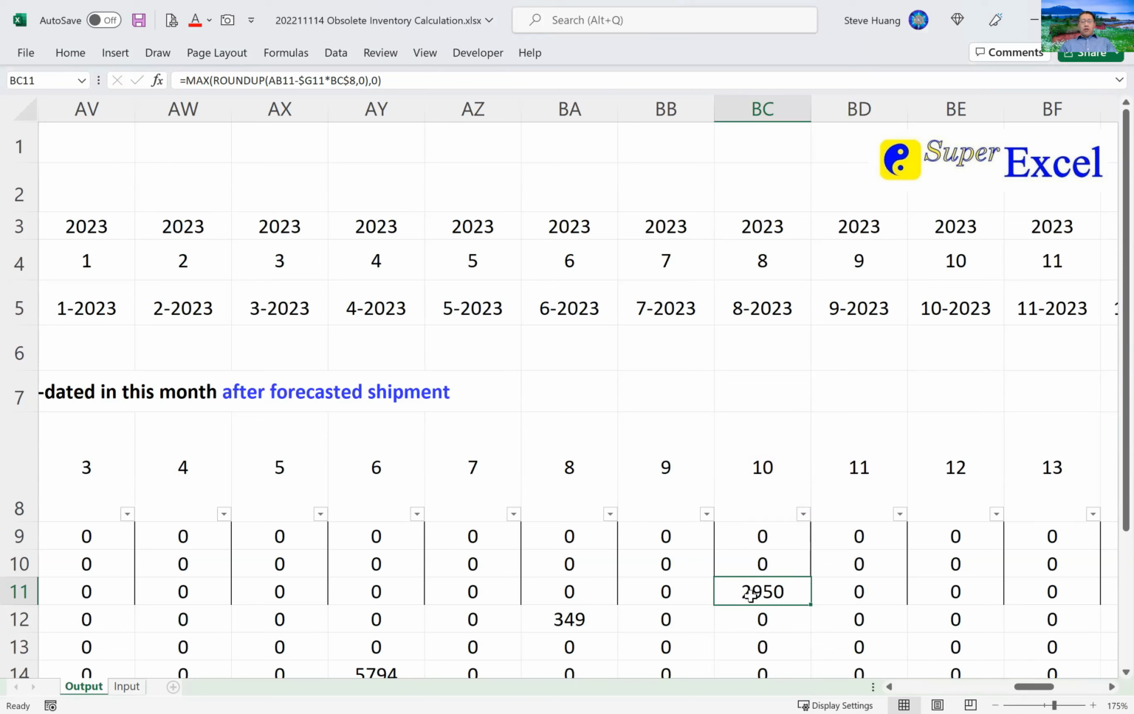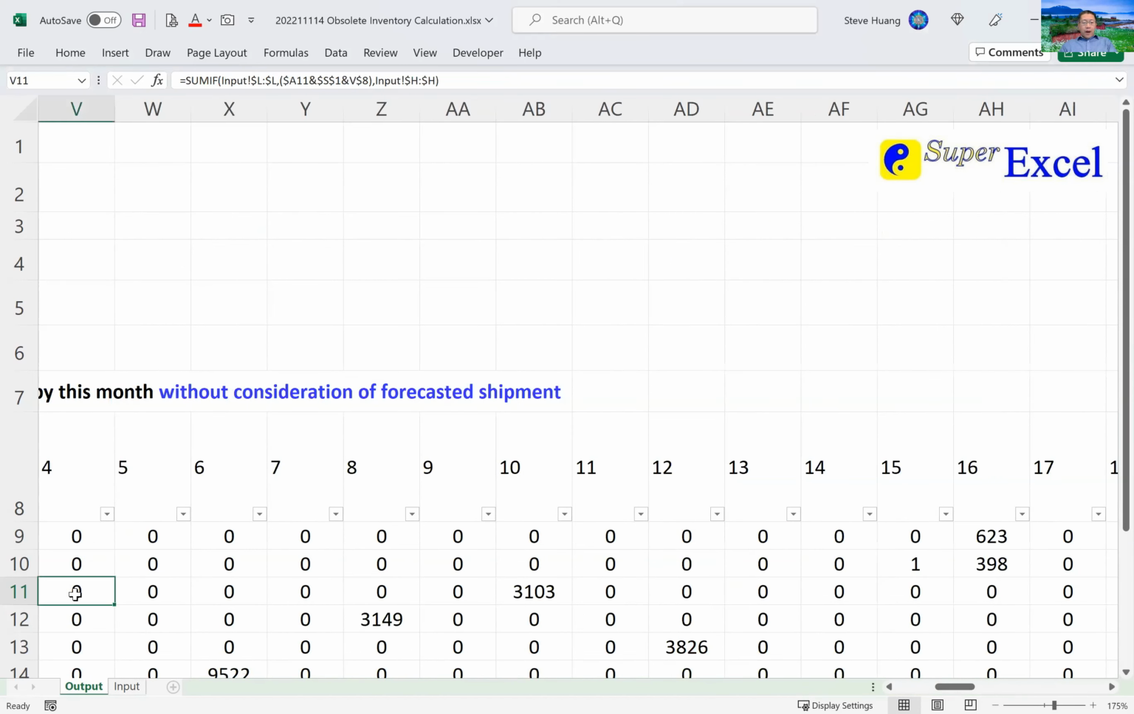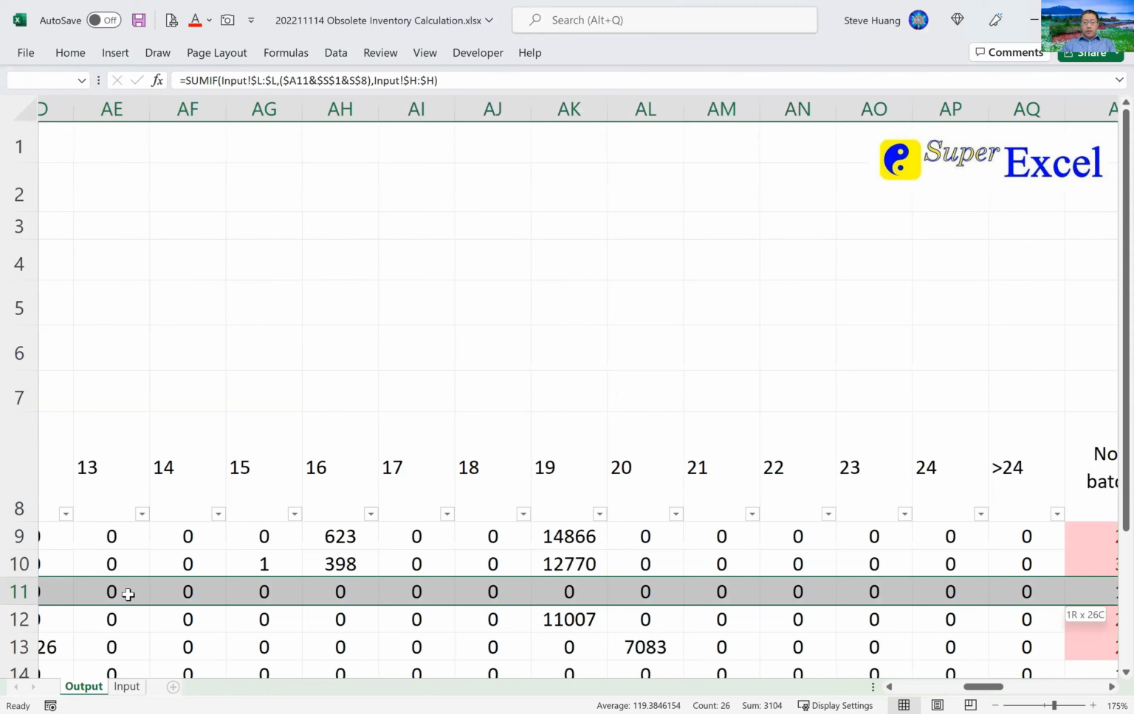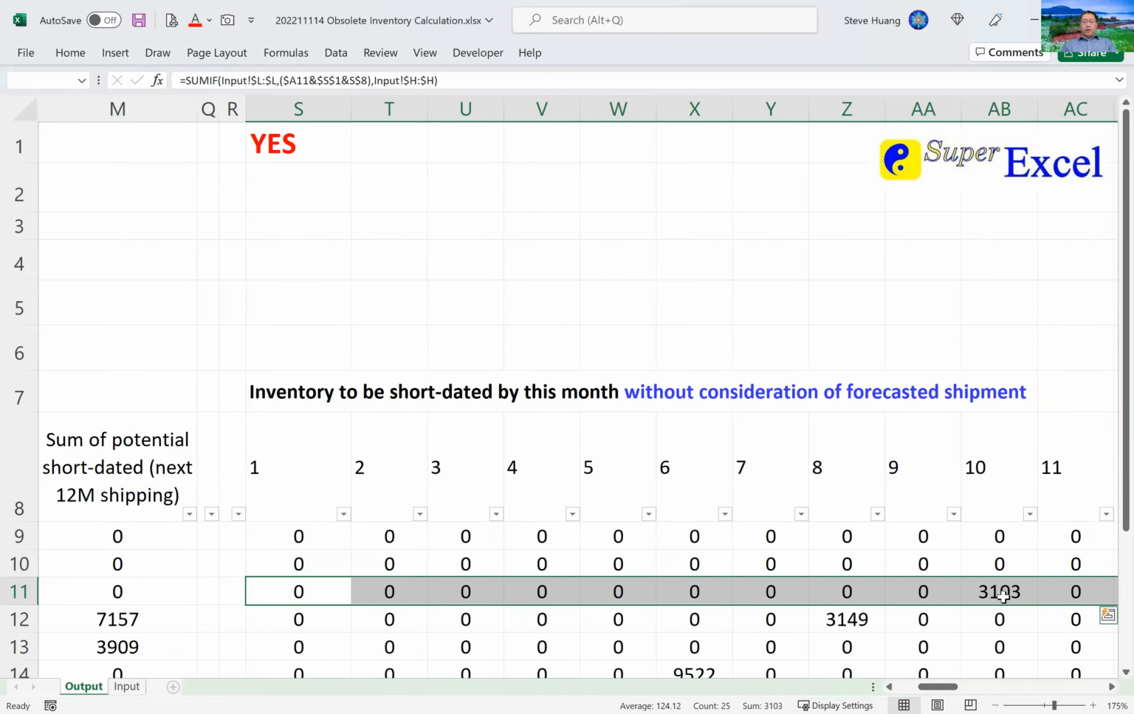2,950. That means those 2,950 units of inventory will be short dated, because after the 10th month, that inventory cannot be used anymore because it has less than 12 months of shelf life. And for any other month, this formula will be all fine if this product has only 1 month having inventory to be short dated within that time frame. Like this one will have only this 1 month having inventory to be short dated.